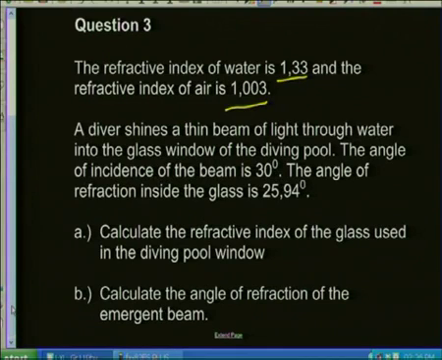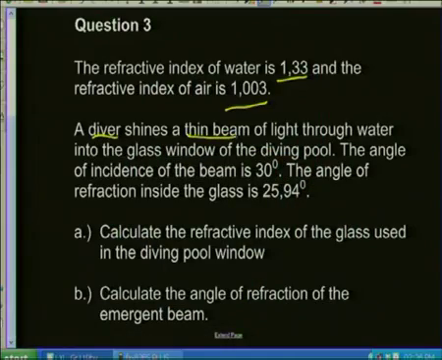So it tells us that a diver, somebody who goes into water, is either doing some snorkeling or looking at fish in an aquarium or something like that, practicing, learning how to do repairs to ships or wrecks that are undersea. So this diver shines a thin beam of light through water into the glass window of the diving pool. So we'll draw a picture just to show this. The angle of incidence of the beam is 30 degrees.